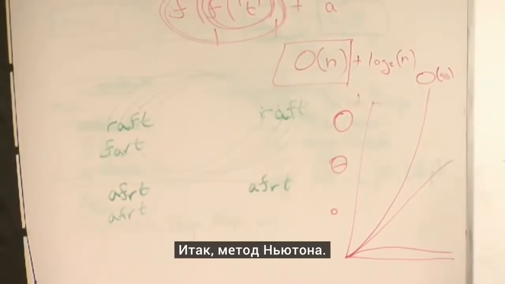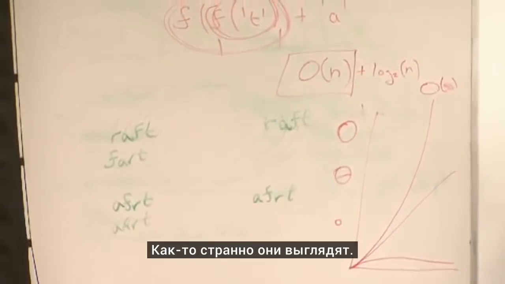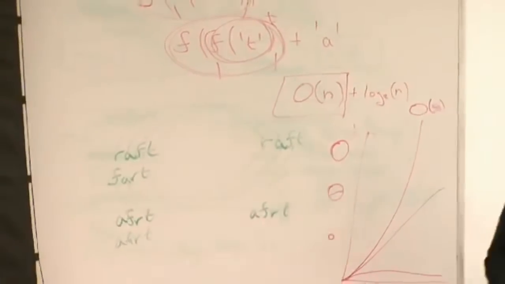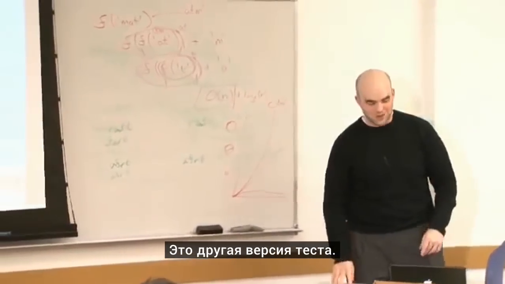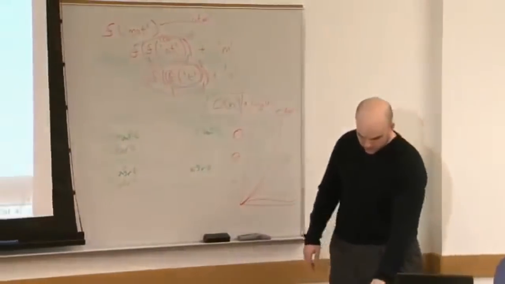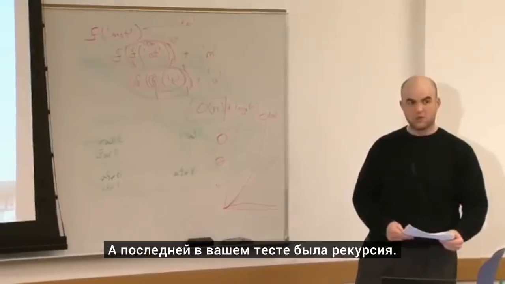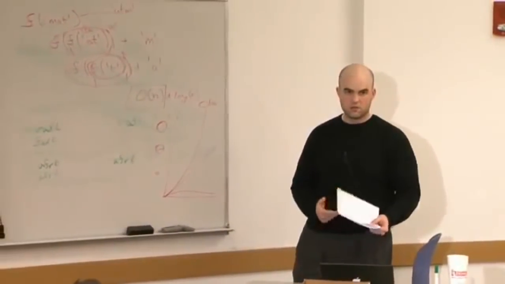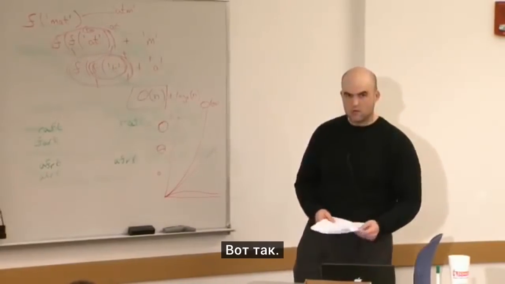All right, Newton's method. What is that an example of? Yeah. These don't look right. You know what? I'm sorry. This is a different version of the quiz. So Newton's method, yeah, that's an approximation. And then the last one was recursion on your test. So the answer we were looking for was induction. So that's that.